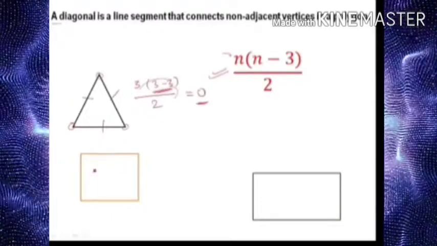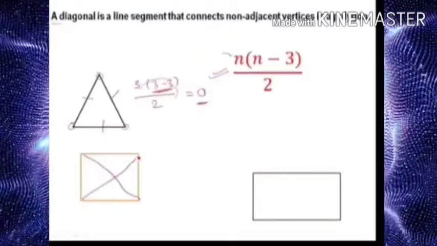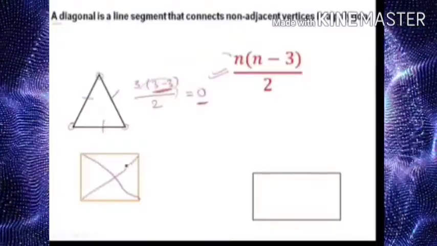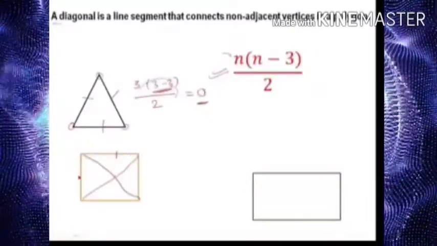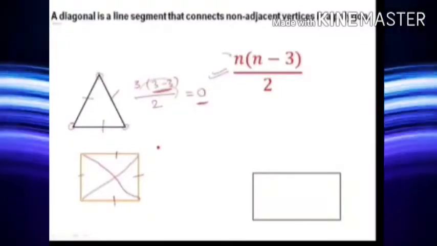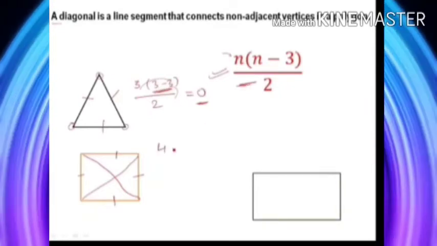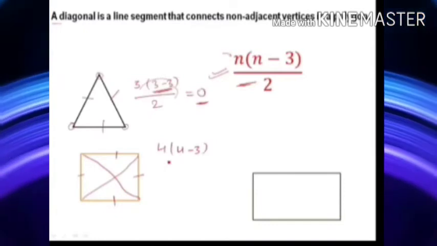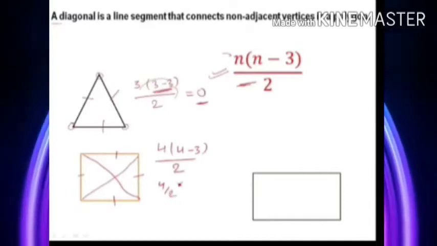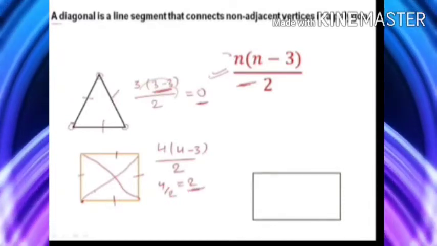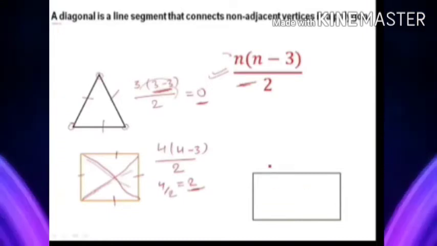Our next figure is a square. Now you can see in a square there are two line segments that connect non-adjacent vertices. So there are two diagonals. Now we will check this with the formula. Number of sides in a square are 4. So substitute n is equal to 4. 4 into 4 minus 3 upon 2. It will become 4 by 2. So that will be equal to 2. So the number of diagonals in a square are 2.